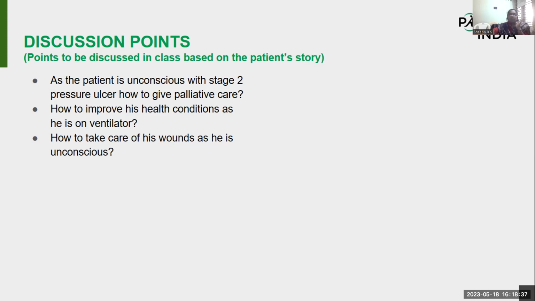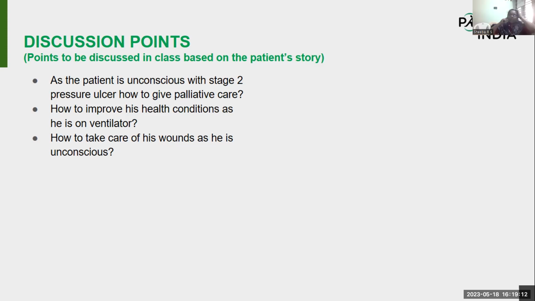Okay, the small tip is double SKIN. The first S is, you have to think about the proper supporting surface. You have to think about an air mattress, water mattress, pillows, whatever that patient needs for a supporting surface. The first S is supporting surface. The second S is skin inspection.